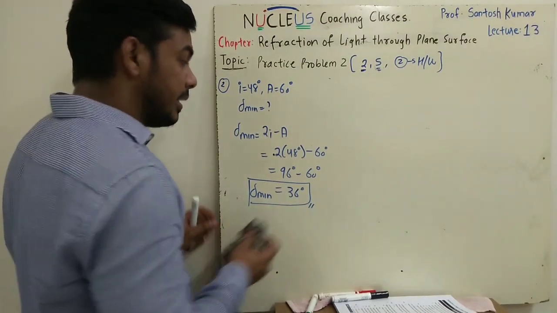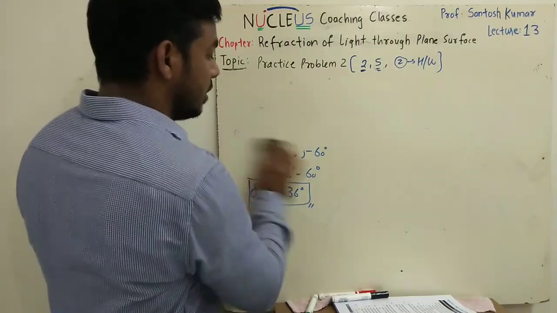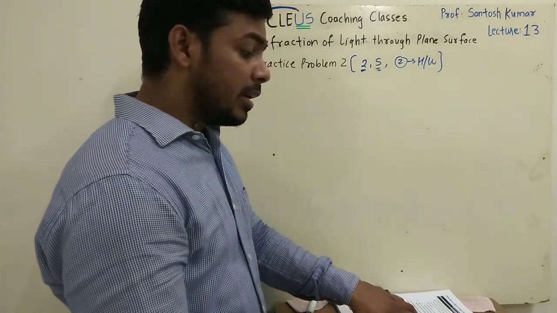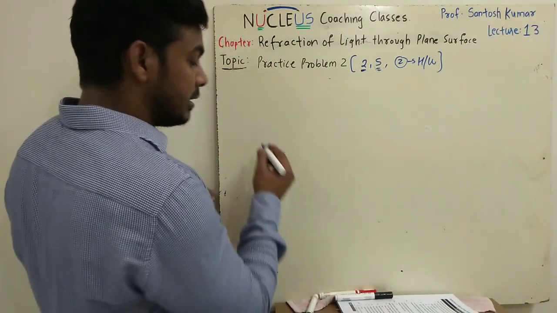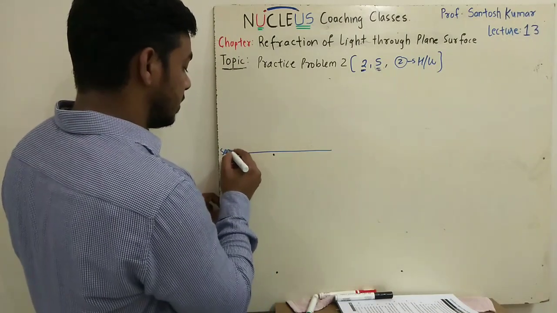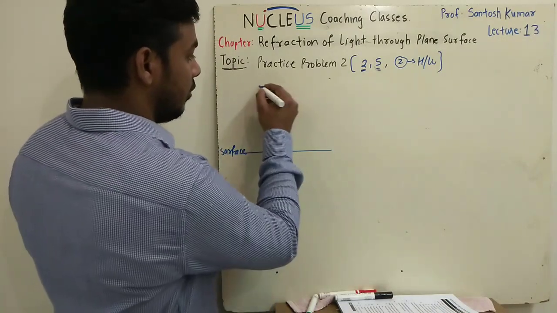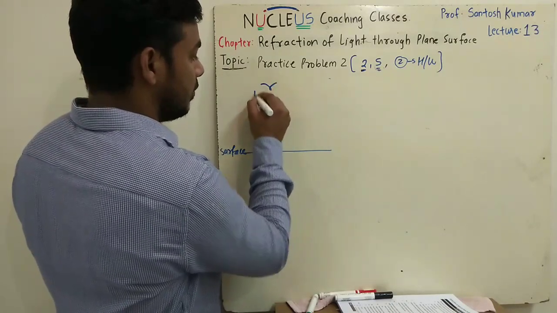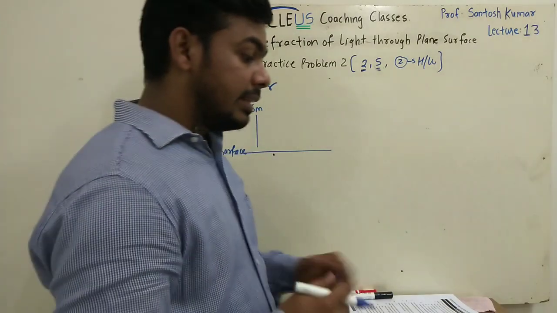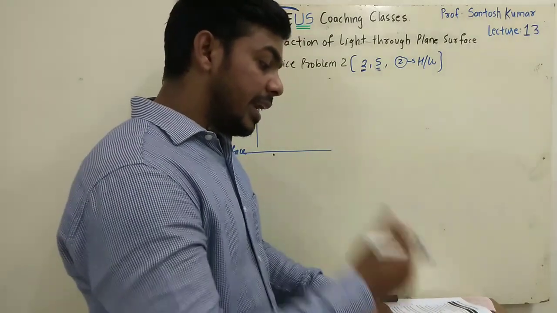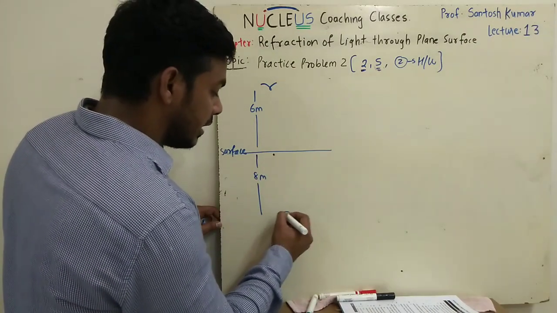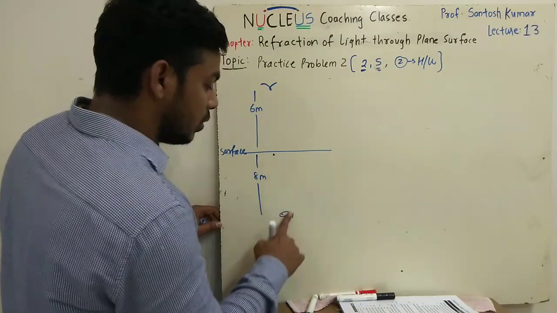Now let's read question number 5 from the notes, which says that a bird is flying at a height of 6 meter above the river surface. This is the surface of the river where there is a bird which is flying 6 meter above the water surface, and then a fish which is 8 meter below the surface. So we have a fish which is at 8 meter below the surface.